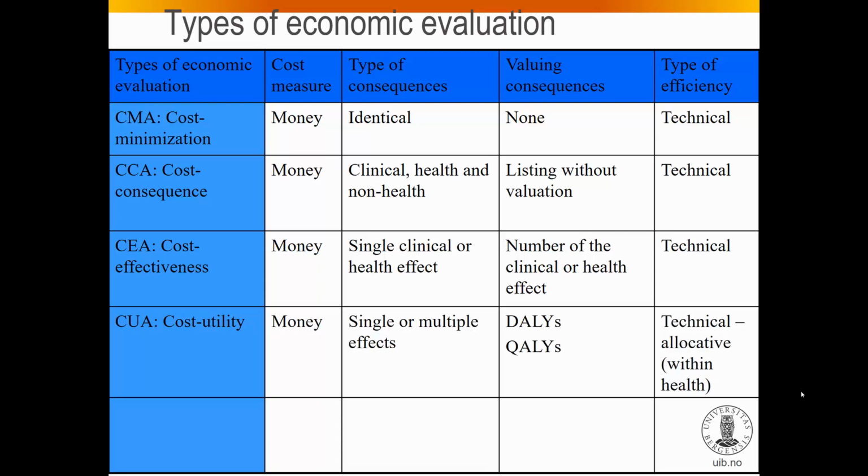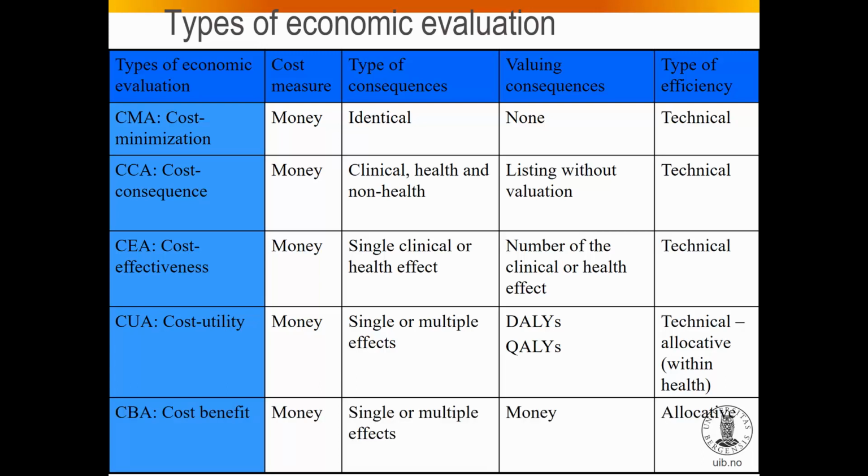Cost utility, we can have single effects or multiple effects, and we can value them using the so-called DALYs or QALYs, the disability adjusted life years or quality adjusted life years. Don't worry about these terms, we will discuss them more thoroughly later in this course. But we can have several effects at the same time, and we can add them together because of this valuation.